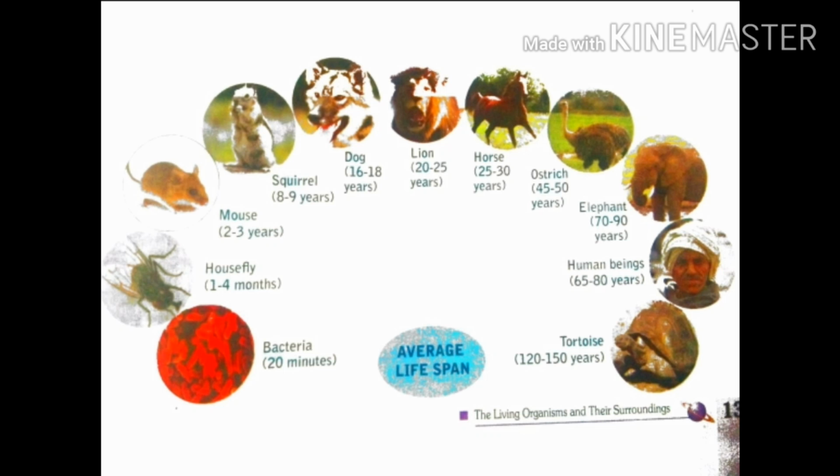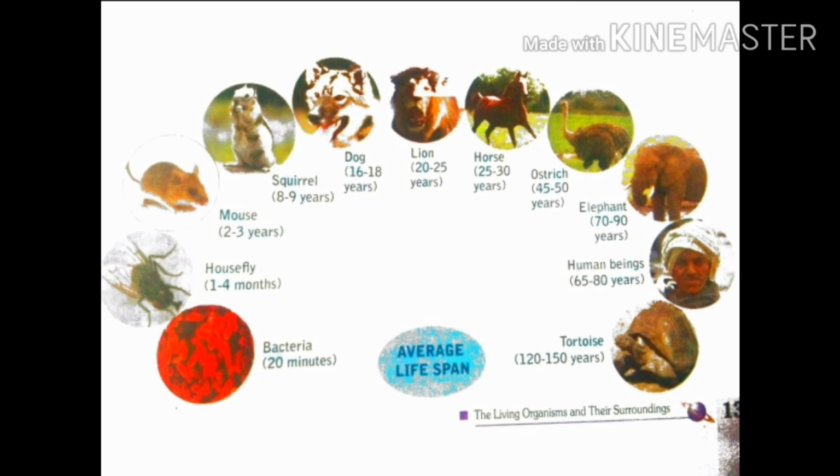All living organisms are born, grow into adults, get old and finally die. Thus all living beings have a lifespan of a certain defined period. That is, each living organism lives for a certain defined period of time. The duration of time for which a living organism lives is called its lifespan. Different living organisms have different lifespans. The average lifespan of some organisms is given in this picture.